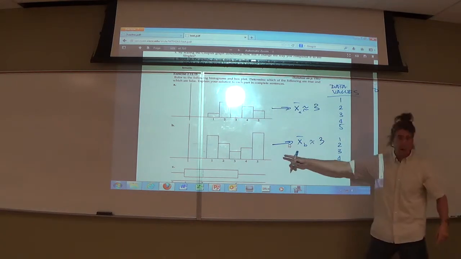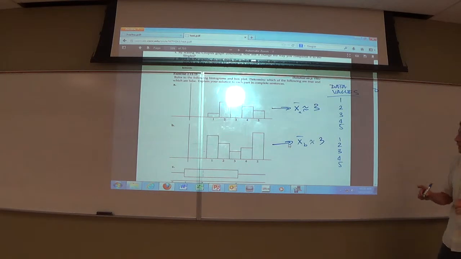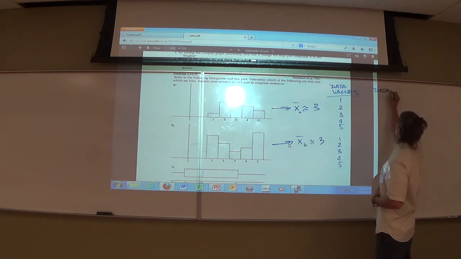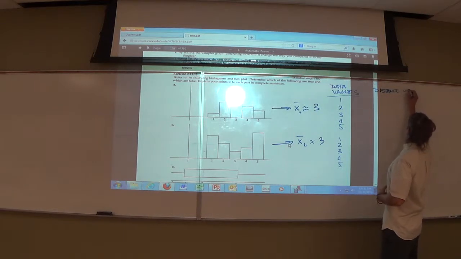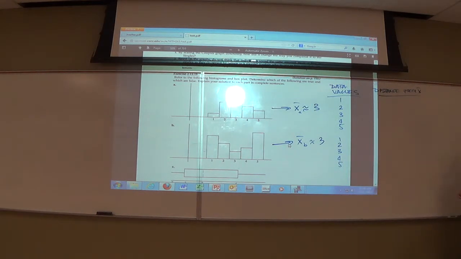You knew this was more variable. What we're trying to do is show you why it's more variable. Okay? So here are the data values. Let's create some distance from the averages for each of those data values.